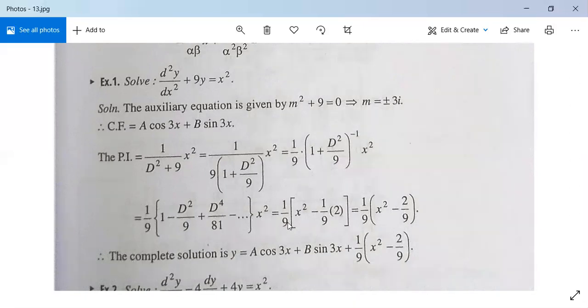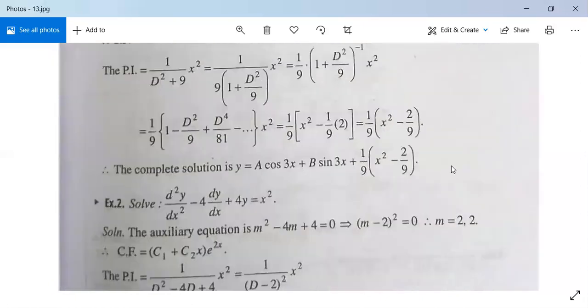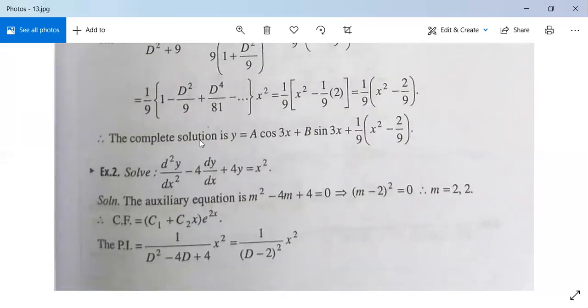So this is equal to 1 by 9 into x square, 1 into x square is x square, minus 1 by 9 D square. D square means d2 operating on x square will be 2x and next 2. So it will be 2. So 1 upon 9 into 2, and all other terms will be 0. So it is 1 upon 9 x square minus 2 by 9. This is our particular integral. Therefore, the complete solution will be y is equal to a into cos 3x plus b into sin 3x plus 1 upon 9 into x square minus 2 upon 9. So this is all about the first example.